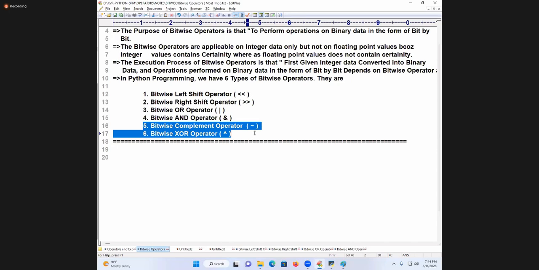Diagrams also I will upload, ma. Pooja, I will upload the diagrams also, ma. Don't worry about it. I'll upload diagrams also.